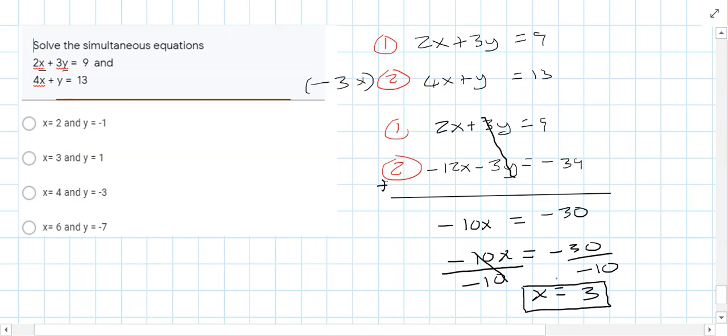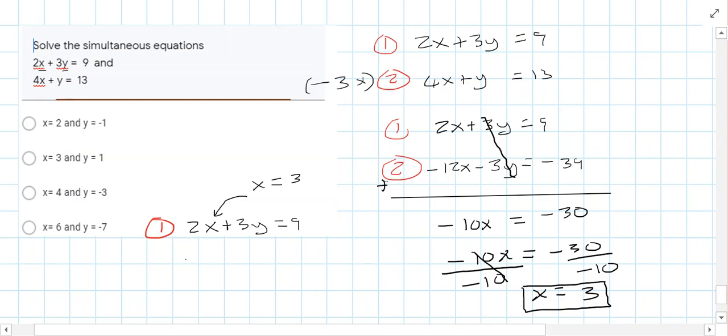Now what you do is you take this value for x and you substitute it back into one of your equations, and then you can solve for the other variable, which in this case is y. So we can do this over here. So we'll just rewrite. So we can just pick one of them, equation 1. So it's 2x plus 3y is equal to 9. And x we've just worked out is equal to 3. So we substitute the value in here. Wherever there's an x in equation 1, we put in the value 3.